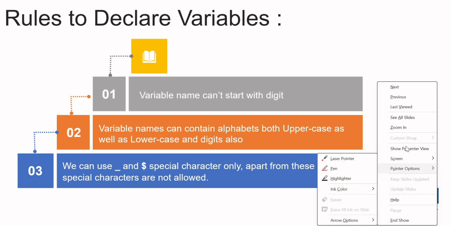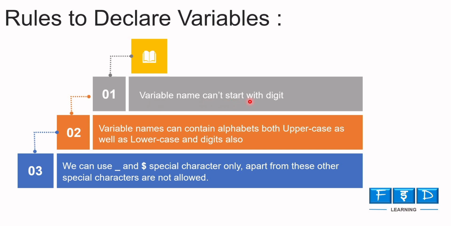Let me add the pointer here. So the first rule is variable name can't start with a digit. And the second rule is variable names can contain alphabets, both uppercase as well as lowercase, and digits also. So a variable name may contain numbers or digits but not at the beginning, and variable names can begin with any alphabet in lowercase or uppercase. Third rule is we can use underscore and dollar special characters only. Apart from these, other special characters are not allowed. So let's understand this with an example.